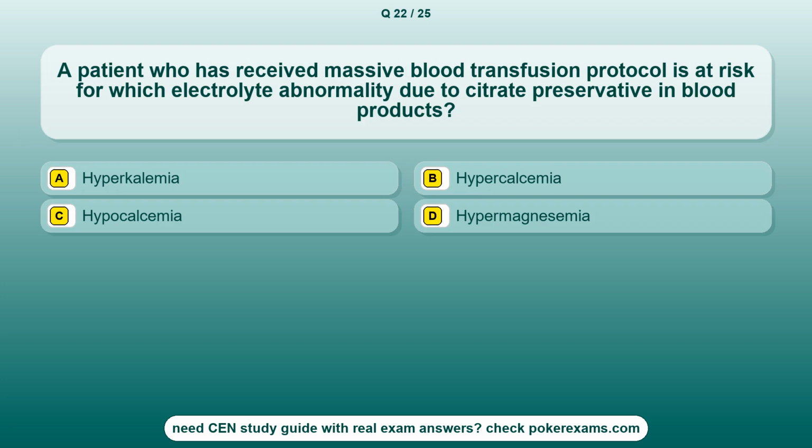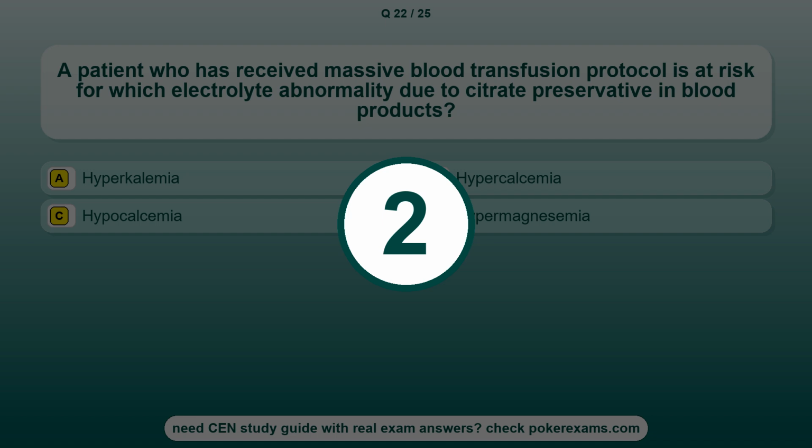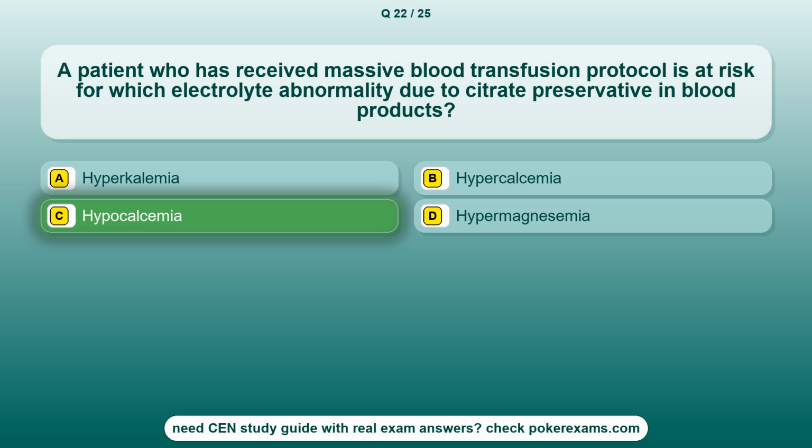Question 22. A patient who has received massive blood transfusion protocol is at risk for which electrolyte abnormality due to citrate preservative in blood products? Option A, hyperkalemia. Option B, hypercalcemia. Option C, hypocalcemia. Option D, hypermagnesemia. The correct answer is option C, hypocalcemia.